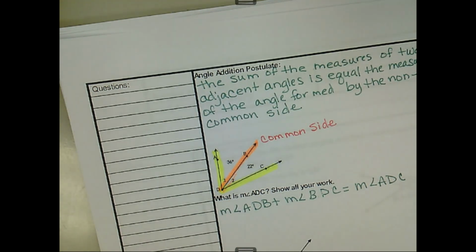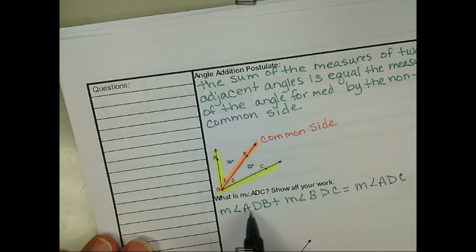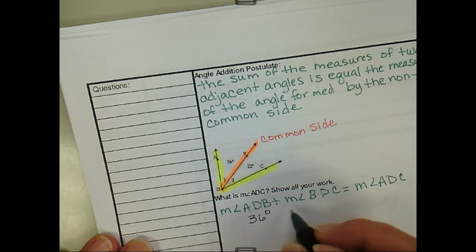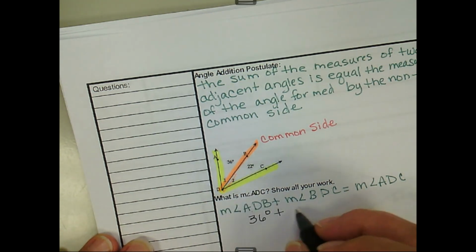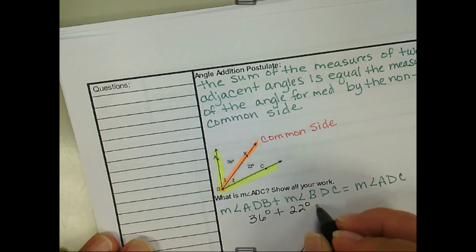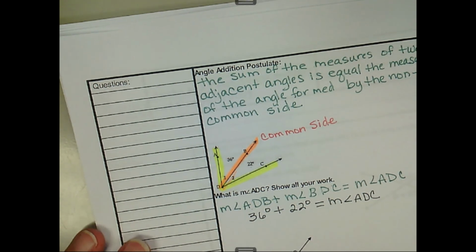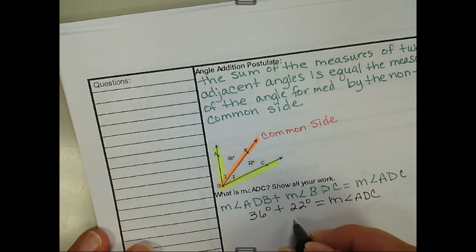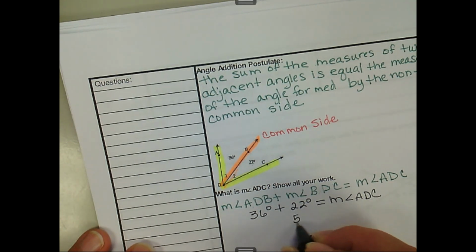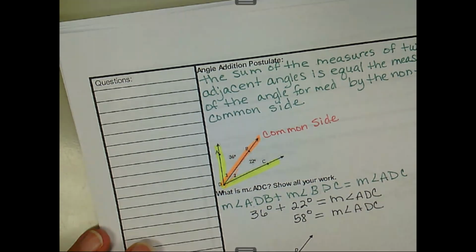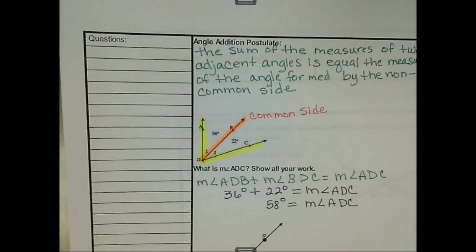Now we're going to substitute what we know in. What is the measure of our first angle? 36 degrees. Plus, what's the measure of our second angle? 22 degrees. That's going to be the angle ADC. So 36 degrees plus 22 degrees is 58 degrees, and that is what the measure of that big angle is. Okay, any questions?